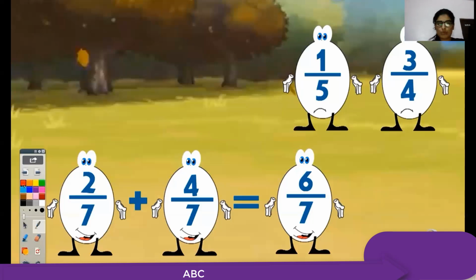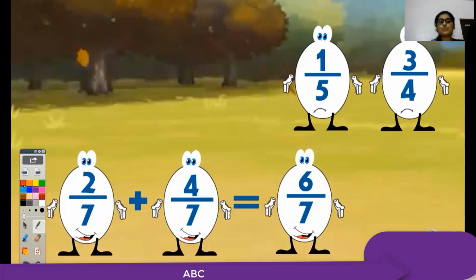Whereas 2 by 7, 4 by 7, 6 by 7, these three fractions are called like fractions. But if I ask you whether 1 by 5 and 6 by 7 are like fractions? No. Why? Because the denominator in 1 by 5 is 5, whereas the denominator of 6 by 7 is 7. So these two are not like fractions. Denominator is 5 in 1 by 5, denominator is 7 in 6 by 7. So these two are called unlike fractions.